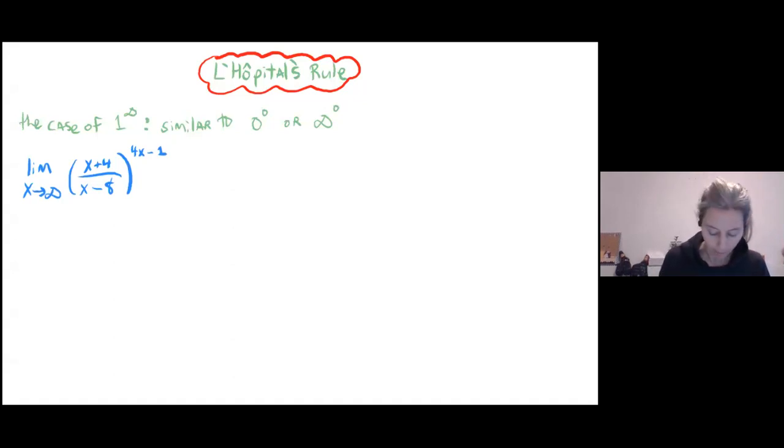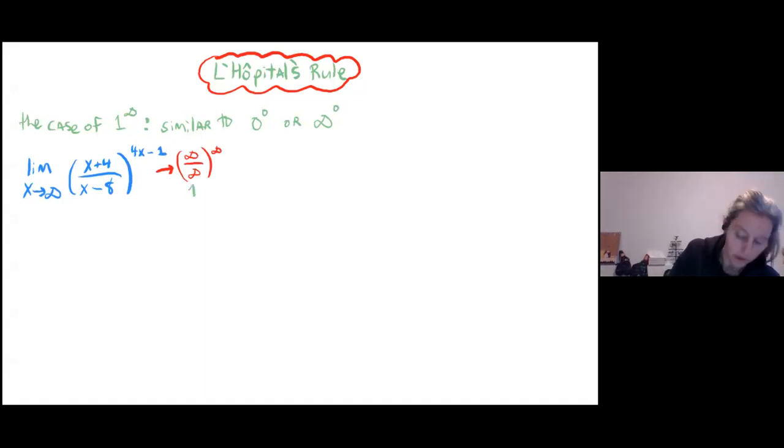So let's start off by plugging in. When I plug in my infinity here, I get infinity over infinity to the power of infinity. Now, remember that infinity over infinity is in and of itself an indeterminate form. So I'm going to take the thing that causes infinity over infinity and evaluate that off to the side. So the limit as x approaches infinity of x plus 4 over x minus 8.